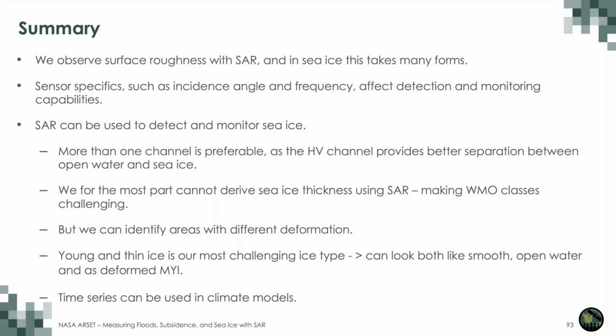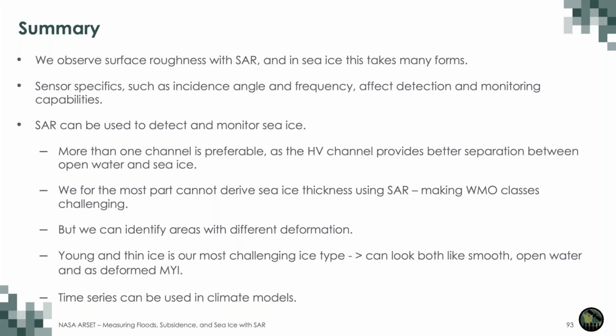We can, for the most part, not derive ice thickness using SAR, which makes using the WMO classes challenging, but we can identify areas with different deformation. The young and thin ice is the most challenging ice type. It can look both like smooth open water and heavily deformed multi-year ice in the SAR images. But we have learned how to account for this over time, and we can now also use long time series in climate models.